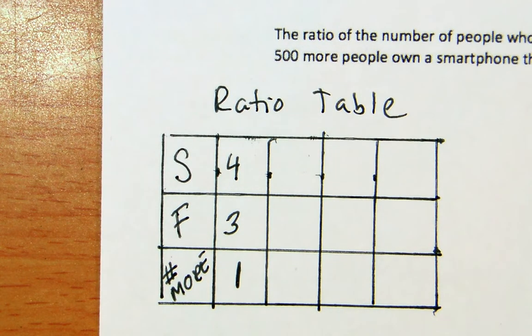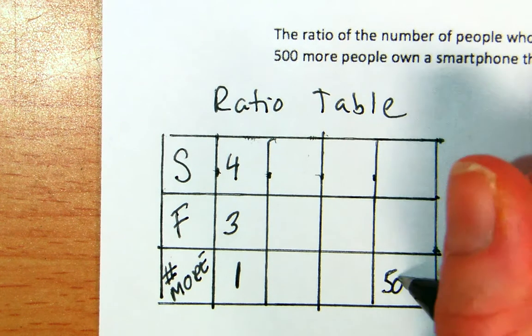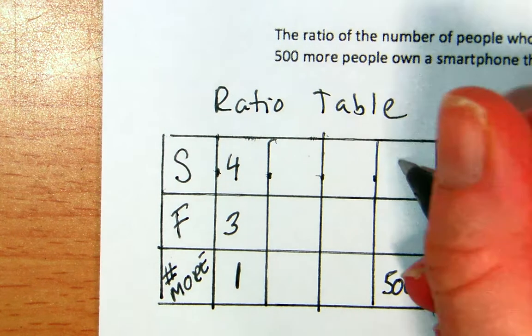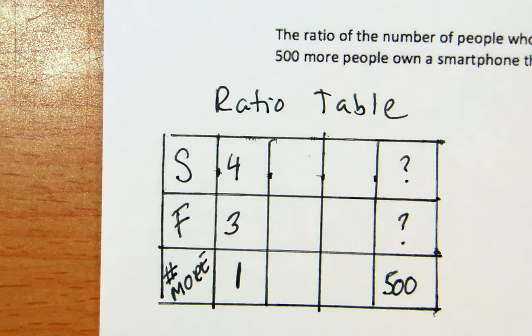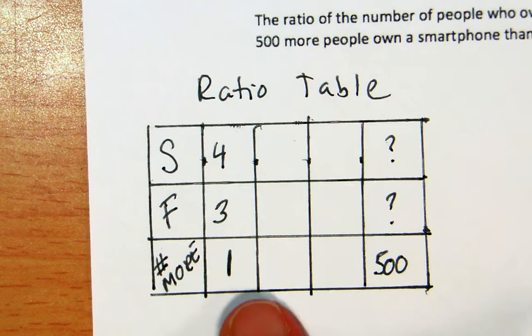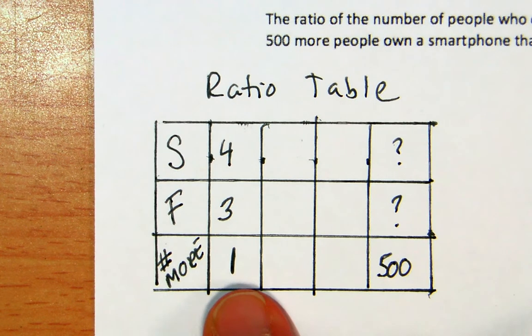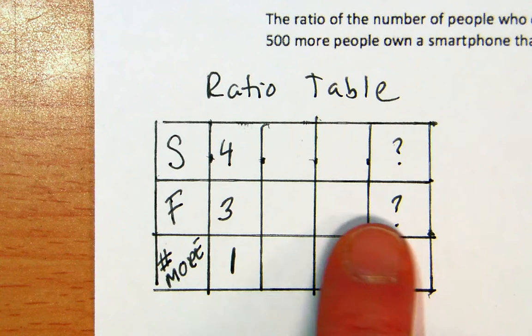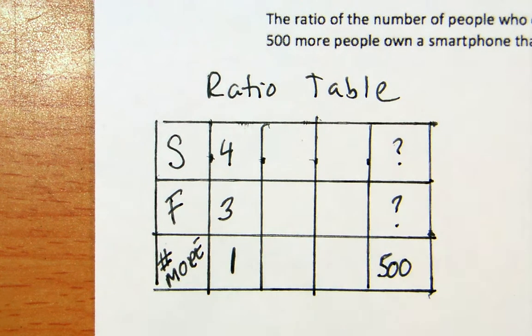Now, we want to know what happens when it's 500 more. So this is my goal. I want to know, what are these two things? How many people own smartphones and how many people own flip phones if 500 more people own a smartphone than a flip phone, okay? So again, quick look. Oh, well, I know how to get from 1 to 500. I can multiply by 500, which means I can multiply that by 500 and get 1,500, and that by 500 and get 2,000. Totally okay to do.